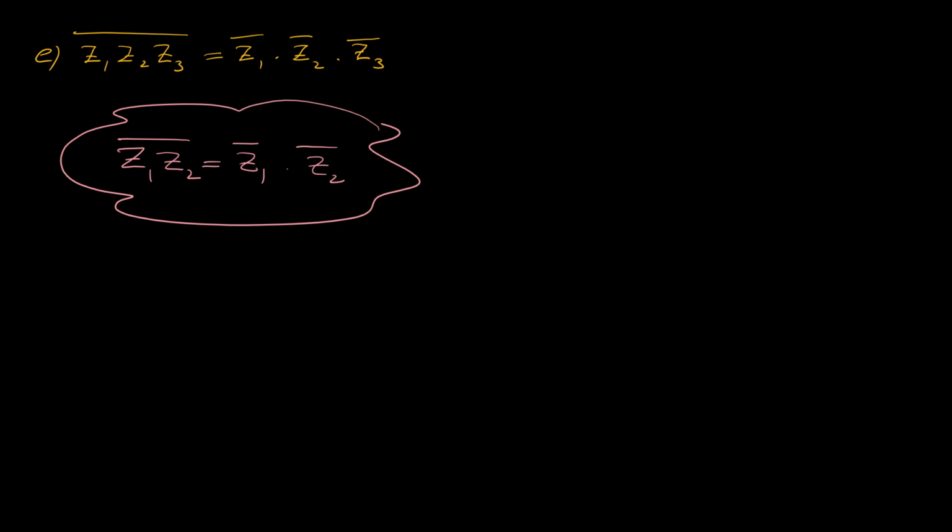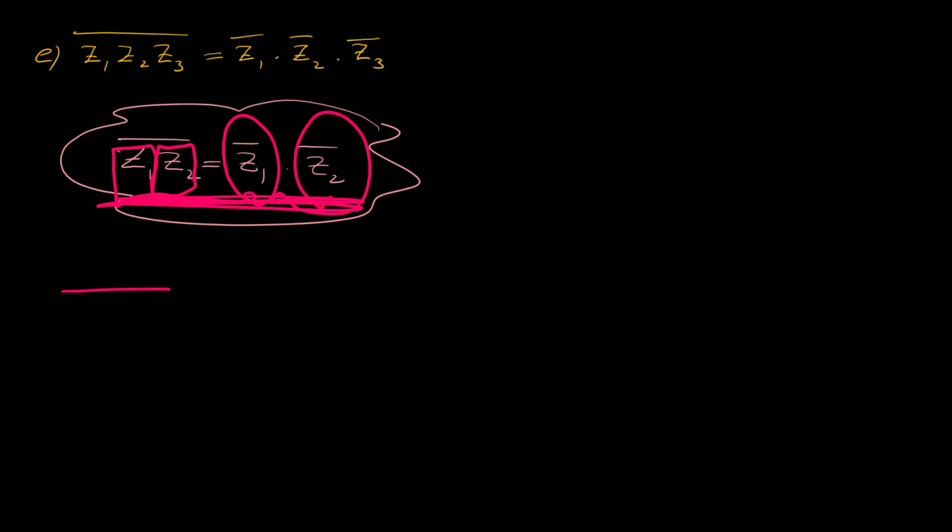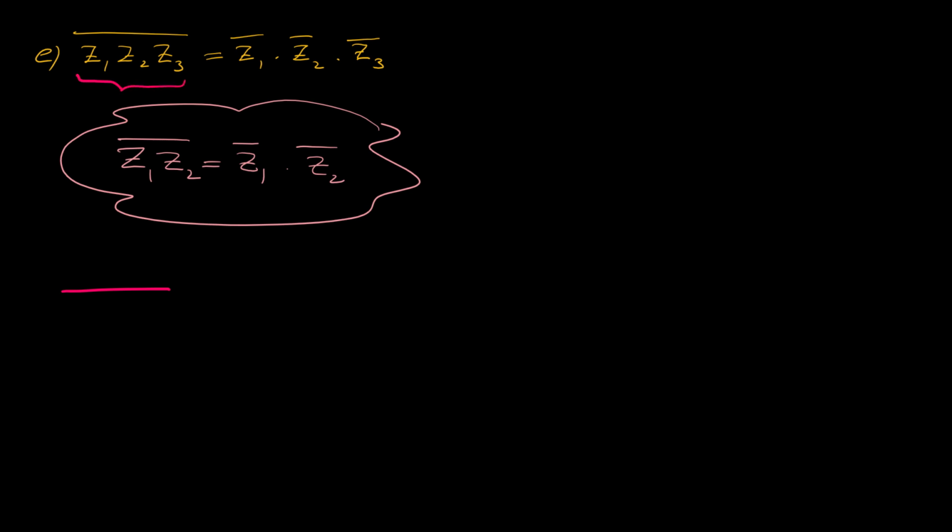But how can we use this to prove that relation? Let me show you. This relation is only for two complex numbers that you can separate. So we have to try to make the expression on the left as two complex numbers, because we have Z1, Z2, Z3. It's three complex numbers. How can we make it like two complex numbers?